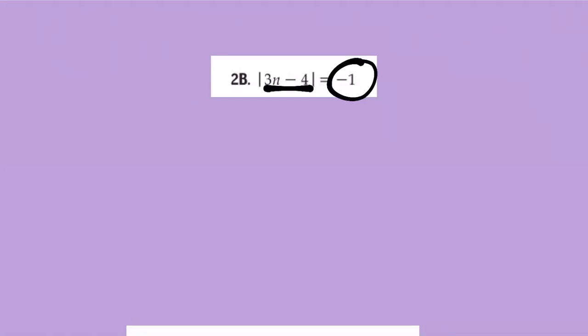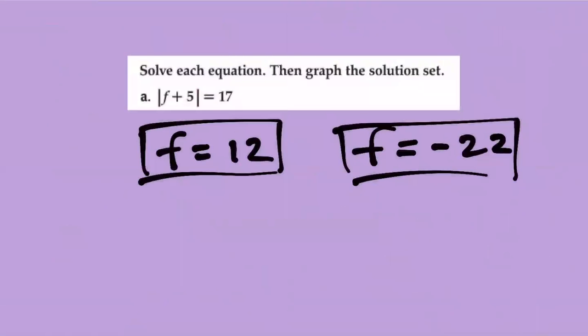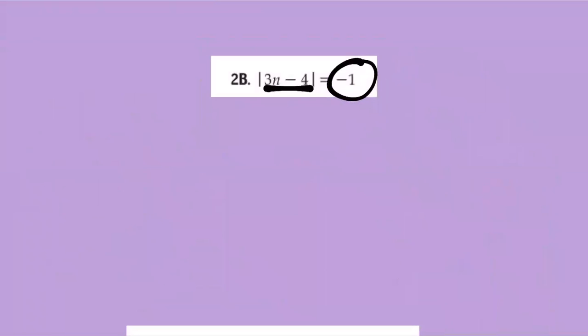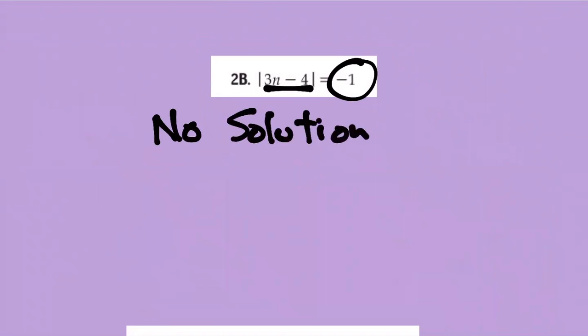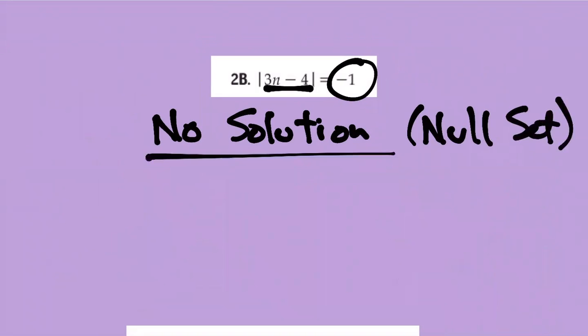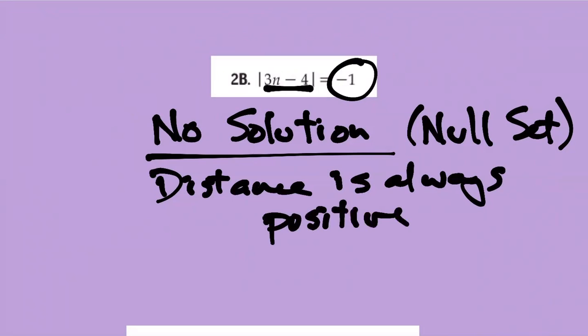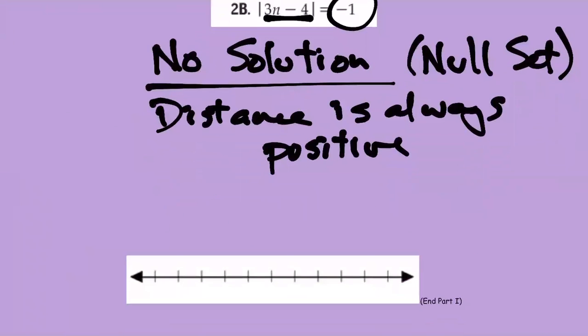When you see something like this, where the whole side is in the absolute value brackets and they're saying that it equals a negative number, you have no solution. Sometimes they'll call it the null set. But no solution, because the distance something is away from 0 is always positive. And because there's no solution, you can't graph it, so you don't need to do anything with this.